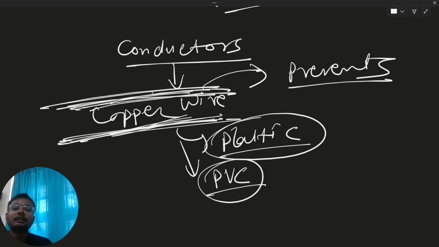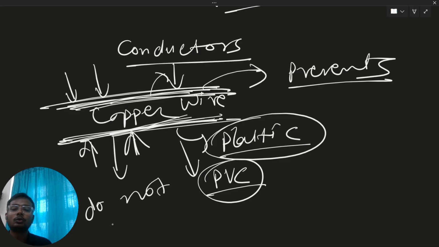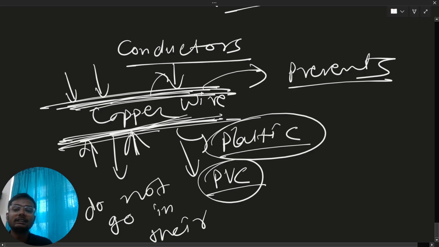the electric current from passing through it, and also prevents, if someone touches it by mistake, the electric charge from going into their body, because this insulating material is there. So conductors as well as insulators are both really important.